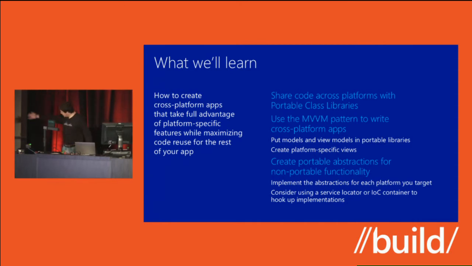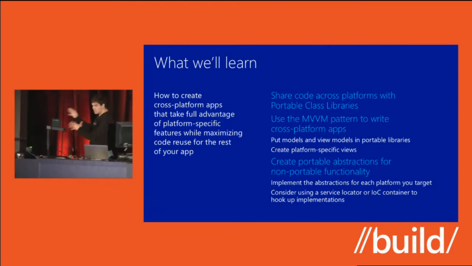Well, on the right here, we have 3 patterns that we can apply, and that really makes this a lot easier. So use portable class libraries for the code that you share. Use the model view model pattern to separate the code that you share from the code that's platform specific, and use the abstraction pattern to call from the portable code into the platform-specific code. And we'll go into detail on these.